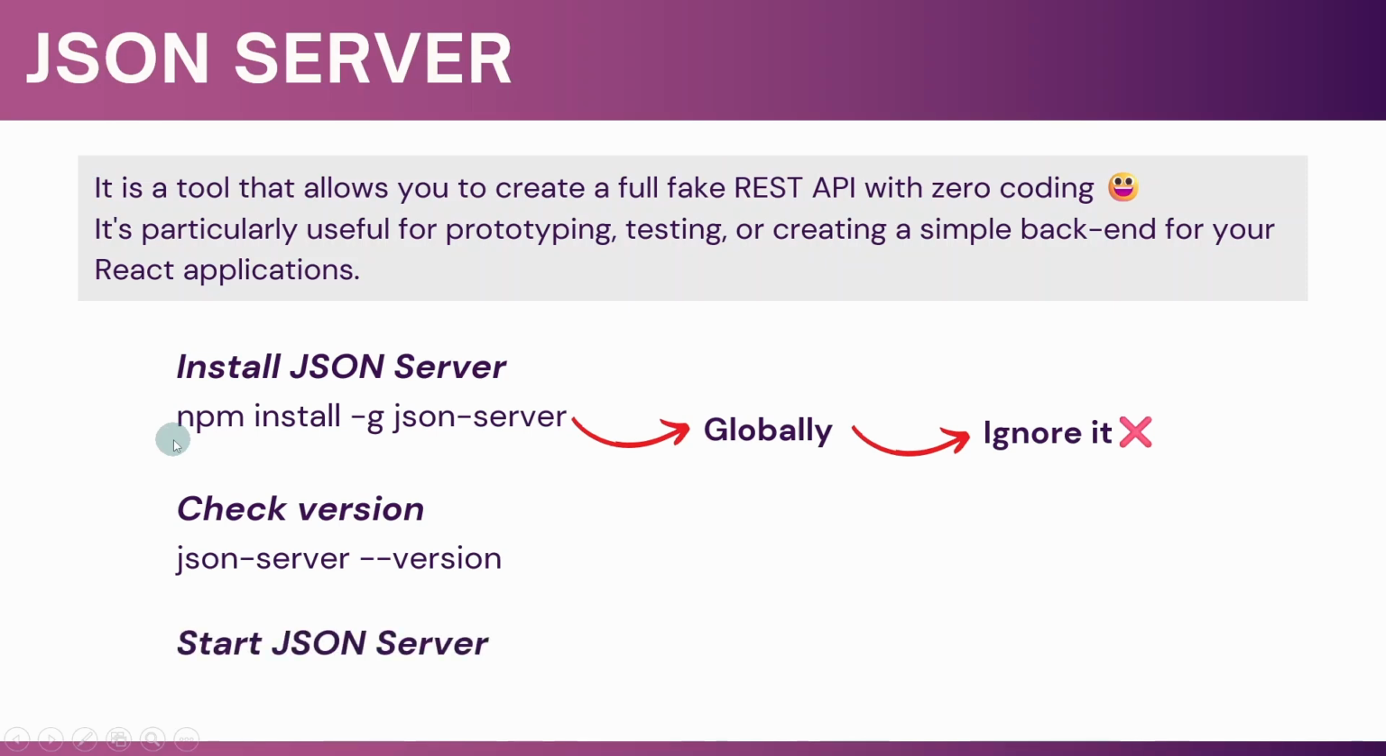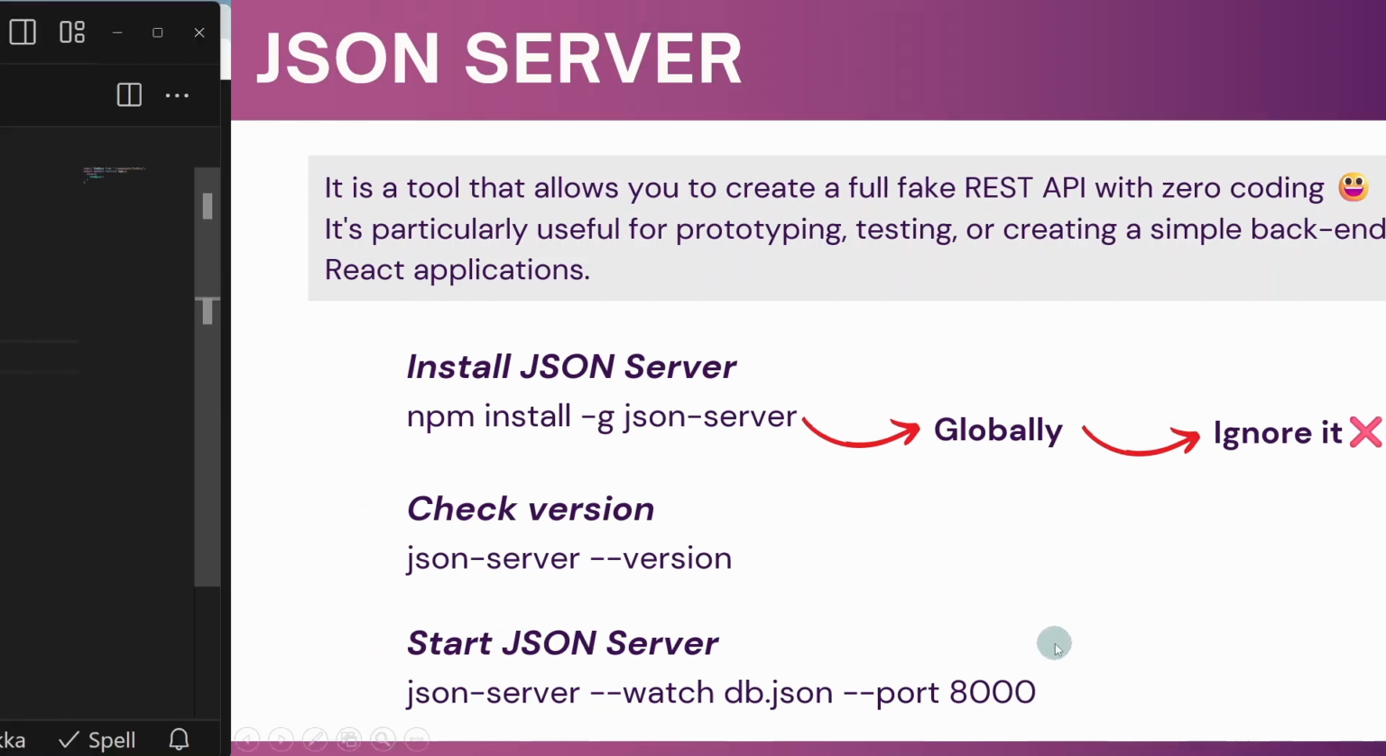After that, you have to start JSON Server by using this command: json-server --watch db.json. You can create any file name. You are watching this file, and you are running on this port, that is 8000. So one by one, let us follow the steps and start creating our fake API.